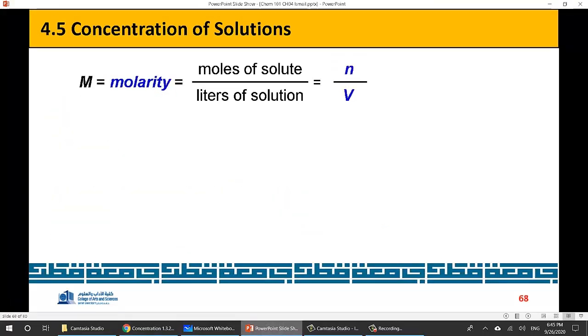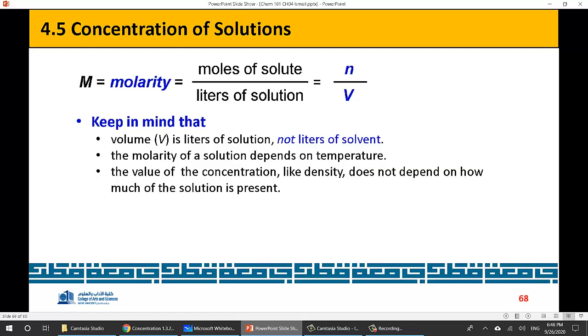Now, concentration or molarity is defined as the number of moles of solute over liters of solution. So that's n over V. The n is the number of moles of solute divided by the volume in liters of the solution. So that's basically what molarity is. Things to keep in mind: first, the volume is in liters of solution, not liters of solvent.